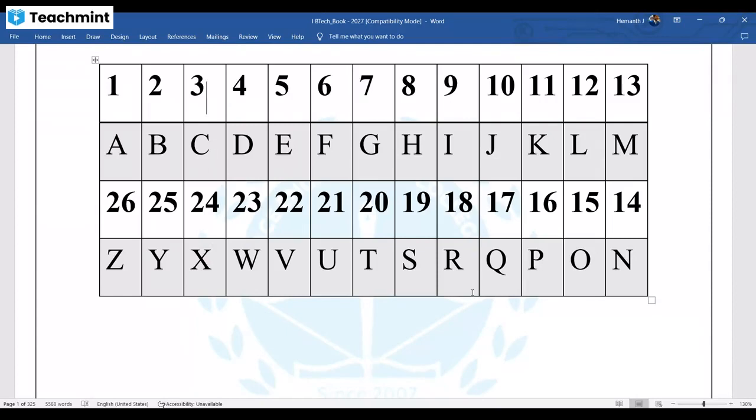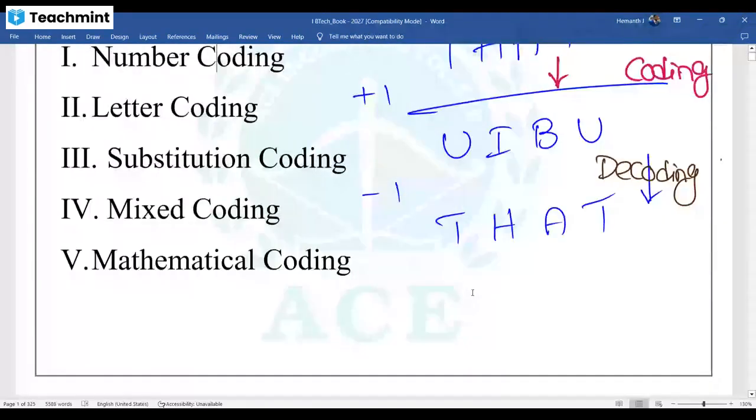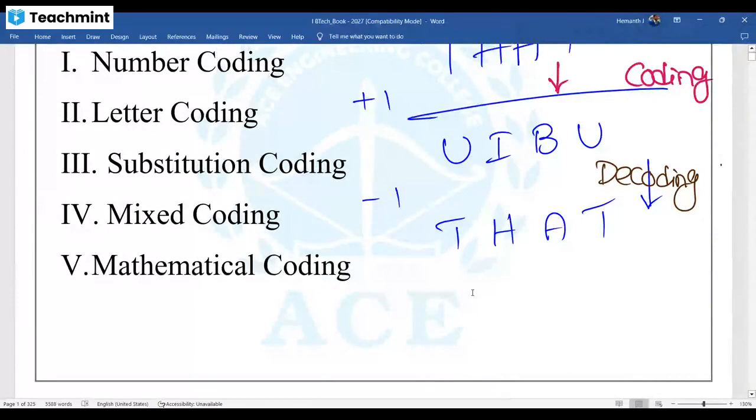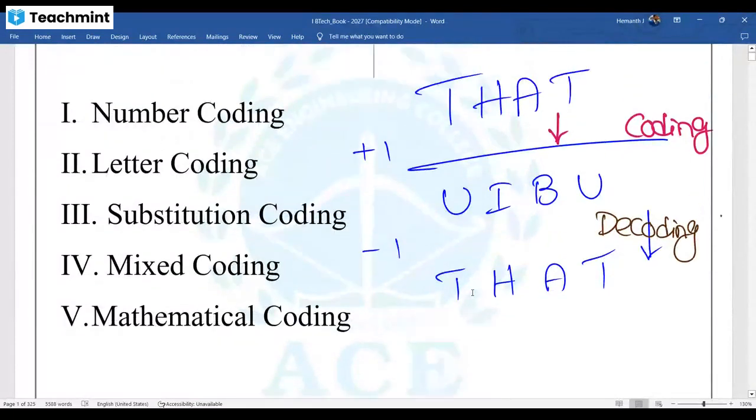What is the second model? Letter coding means you are writing letters only. What we mentioned here, writing as UIPAU, is letter coding only. Writing letters in terms of letters only is called letter coding. Writing letters in terms of numbers is number coding. Very, very important for all placements or government sector jobs also: number coding and letter coding. Out of all these models, number coding and letter coding are very important, right?